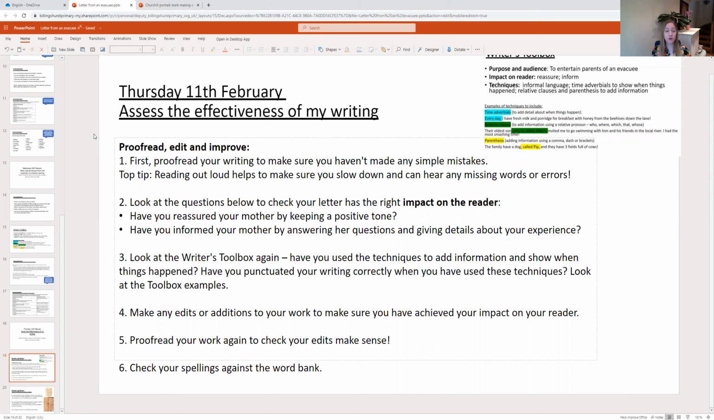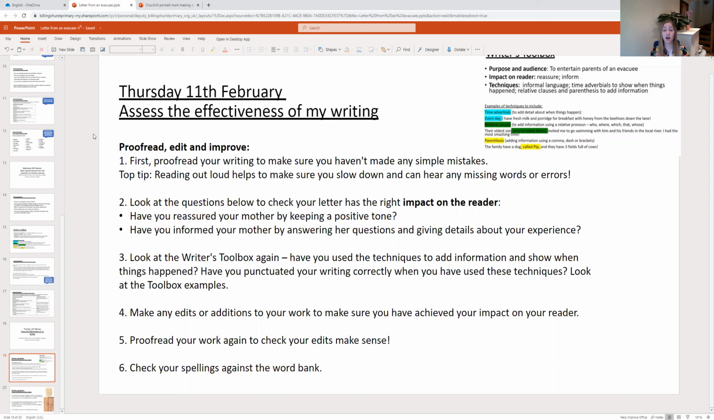So what we're going to do today is assess the effectiveness of our writing. As we always do at the end of a piece of writing, hopefully yesterday you'll have finished your first draft of your letter. And today you're now going to look at proofreading, editing and improving that letter.